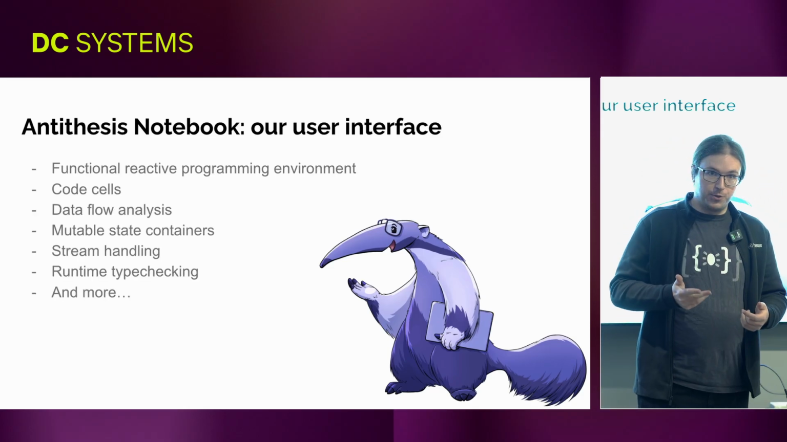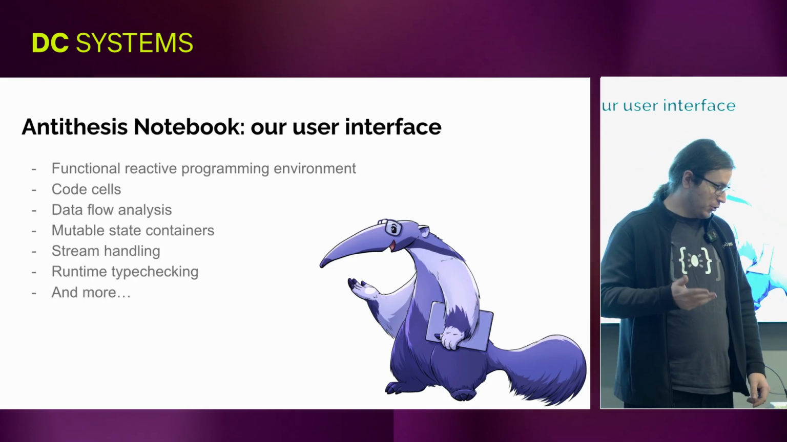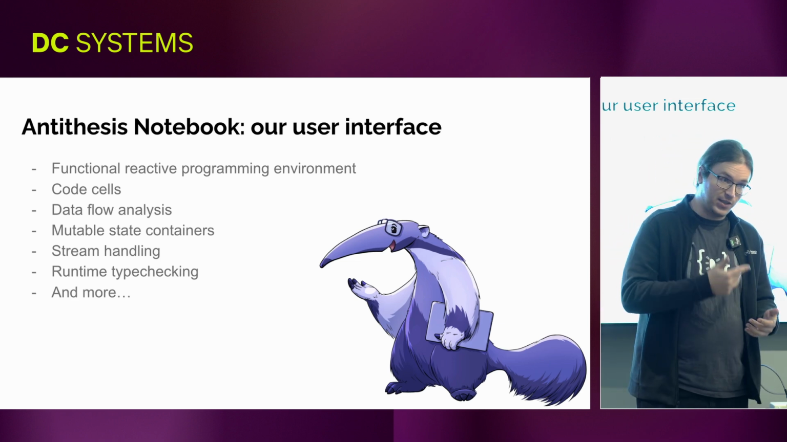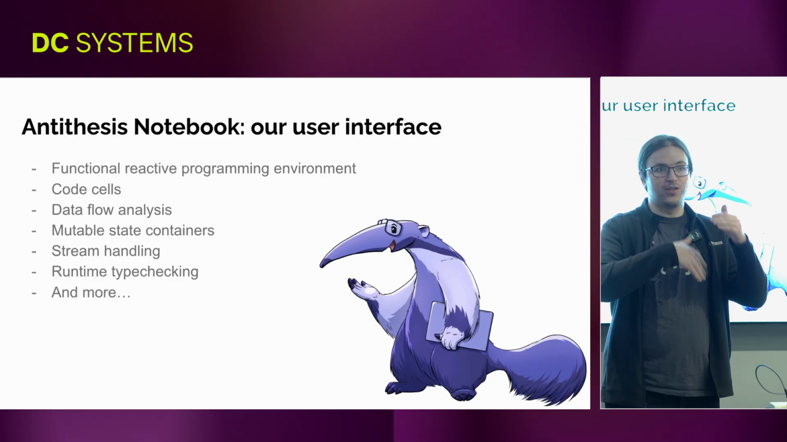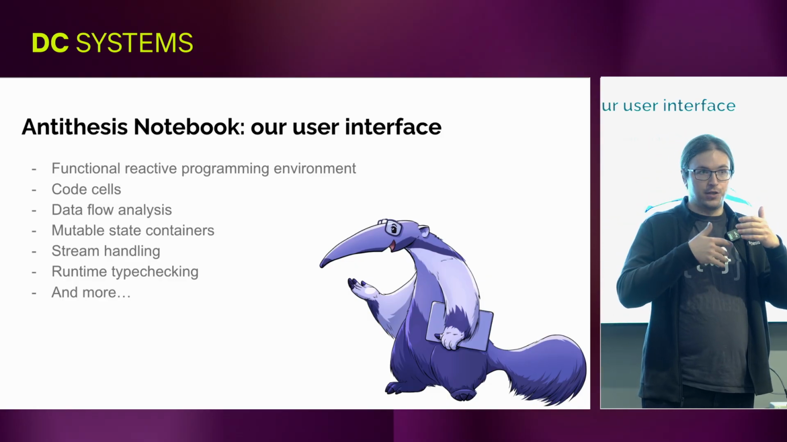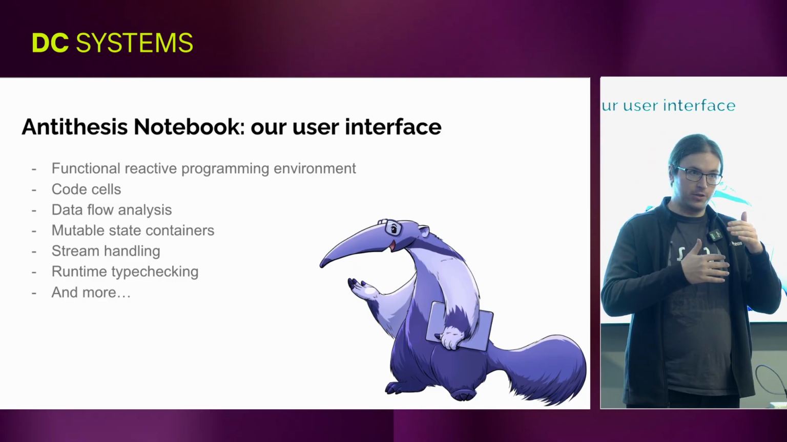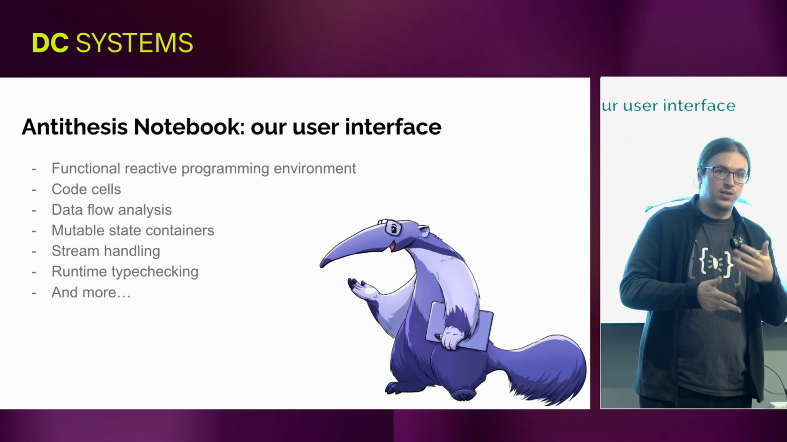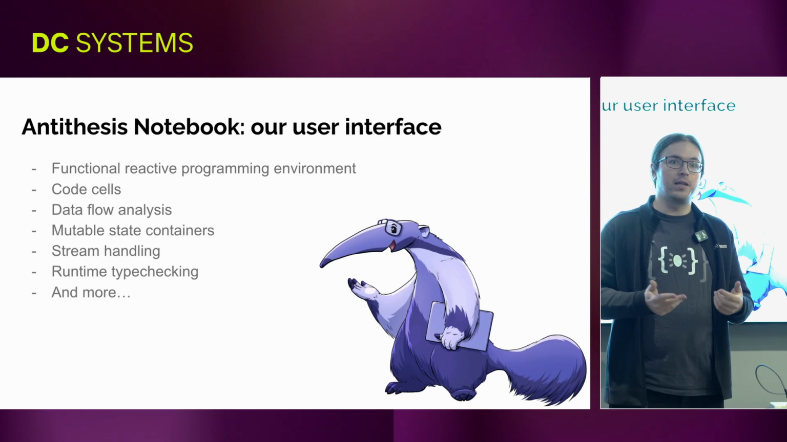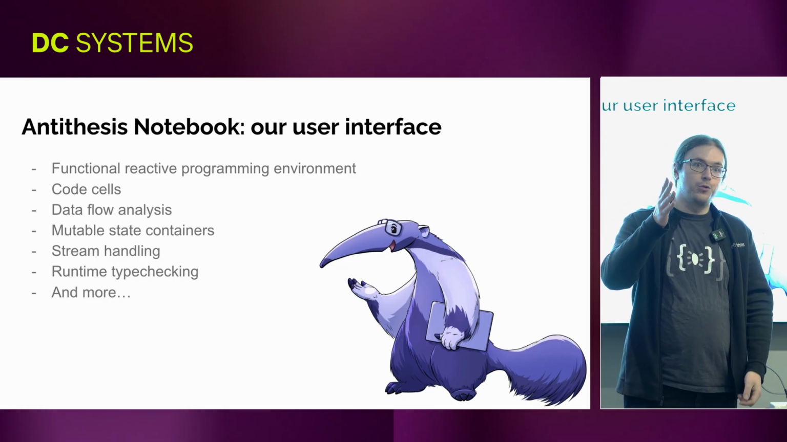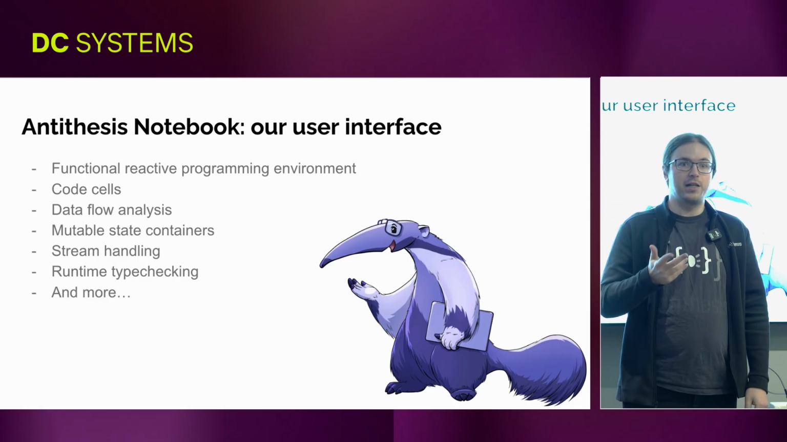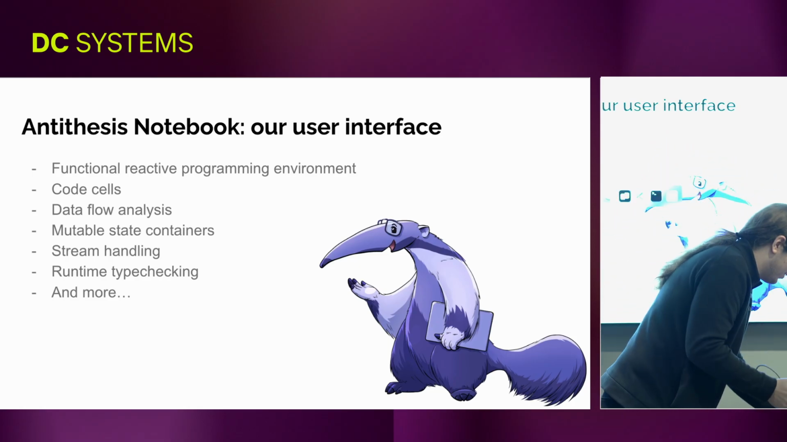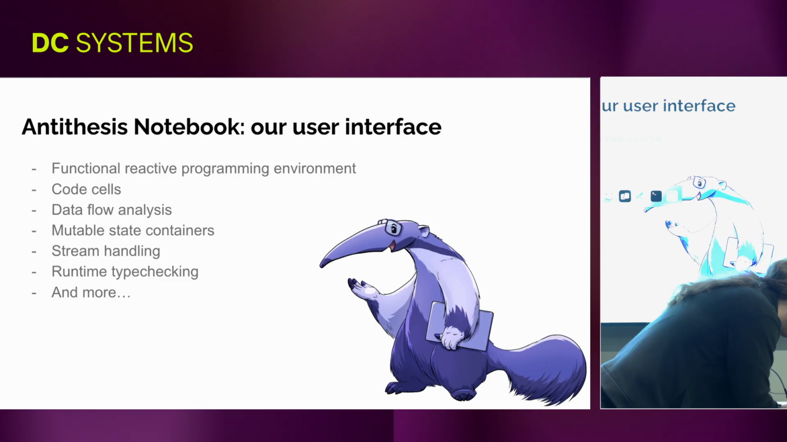From a software engineering perspective, the Antithesis Notebook is a functional reactive programming environment, sort of like a cross between Jupyter and Microsoft Excel. Like Jupyter, it has cells that contain and execute code. In our case, we're running JavaScript inside the browser. Like Excel, it has some data flow analysis and dependency graphs under the hood so that when you change a value, all of the cells downstream of it that read that value recalculate automatically. And we have mutable state containers and some other things.